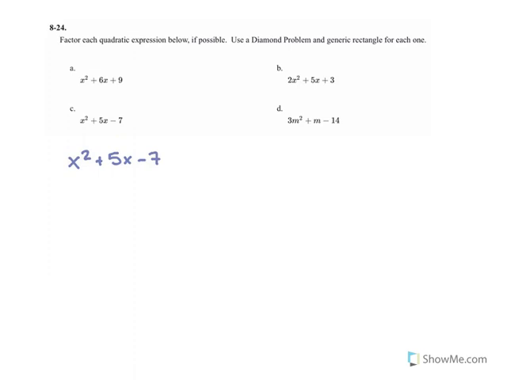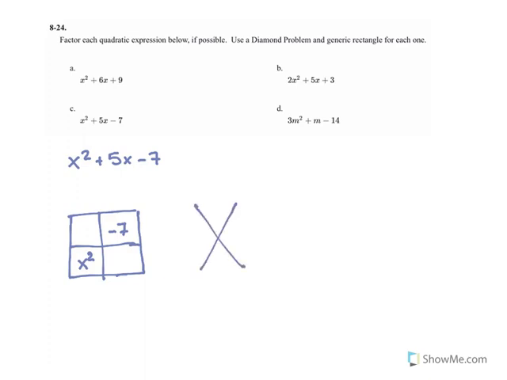Okay, let's go ahead and try C now, which is x squared plus 5x minus 7. You're going to start off with a box, just like you always do. And we're going to do x squared and -7. Those are my first and my last terms. Then I need my diamond, and I multiply these for the top, so -7x squared. I take this one for the bottom, which is 5x.